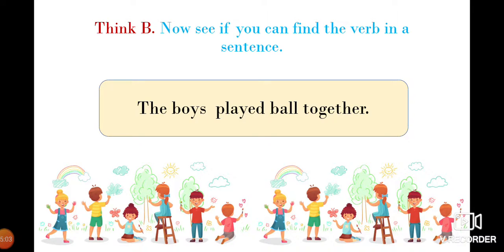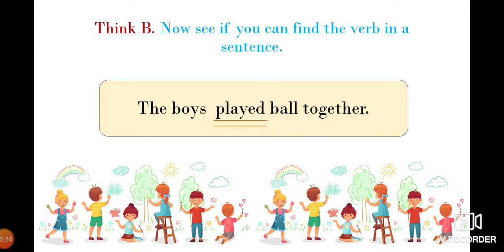Okay, let's continue. We continue on page 107. If you notice in the Think B, see if you can find the verb in the sentence. You have three sentences here, and each one is in a yellow box. The first one says, "The boys played ball together." In this case, the verb is played.